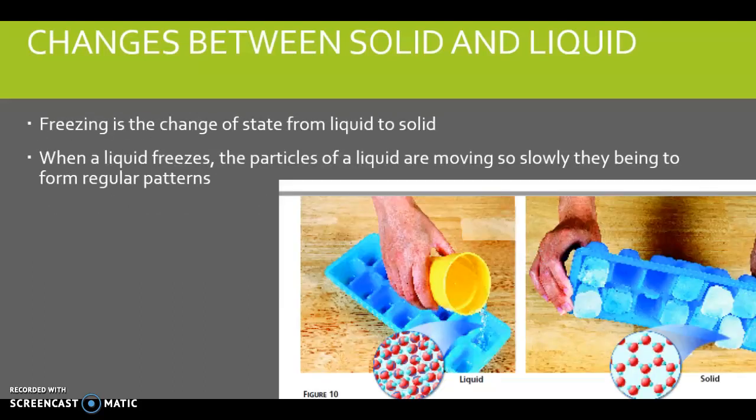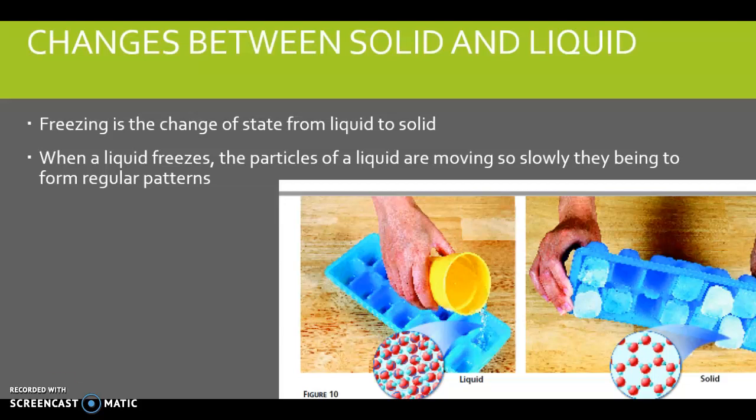Okay, so more changes between solid and liquid. The opposite, going from a liquid to a solid, we call freezing. Freezing means that we're taking something liquid and cooling it down to the point where it becomes a solid. Again, the particles of a liquid are moving past each other quite frequently, and pretty fast. As you start to cool them down, they slow down a little bit. Eventually, they slow down to the point where they stop, and they hang on to the particles next to them.